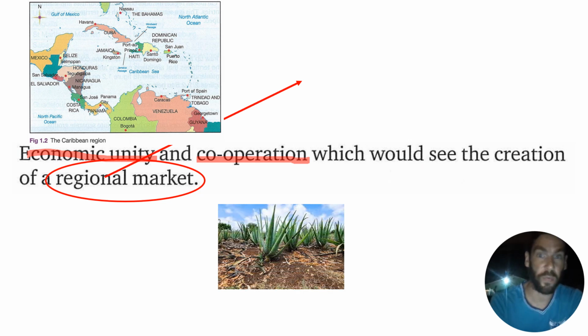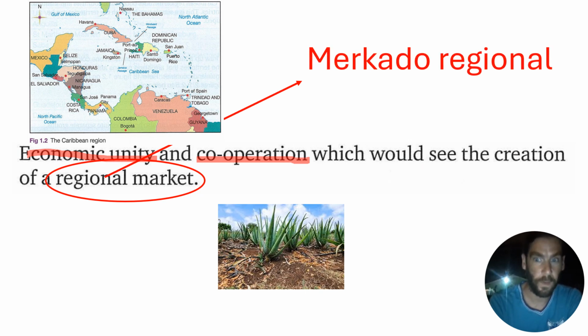For instance, we make aloe vera on the island and we will sell it across the region. We harvest aloe vera and we sell it here in the Caribbean, to Cuba or to Puerto Rico or the smaller islands of the Caribbean. And here there is a regional market. That will be economic unity. Yes, this example, economic unity.